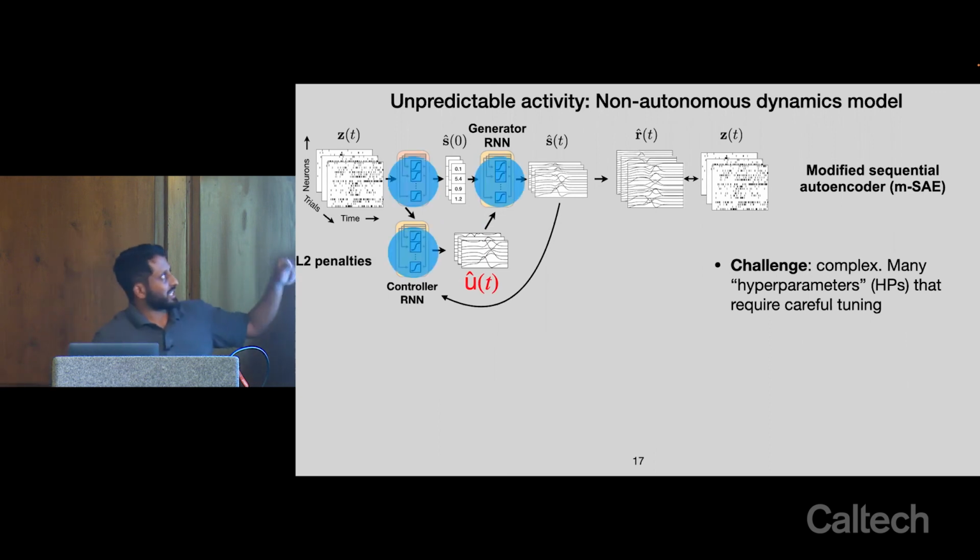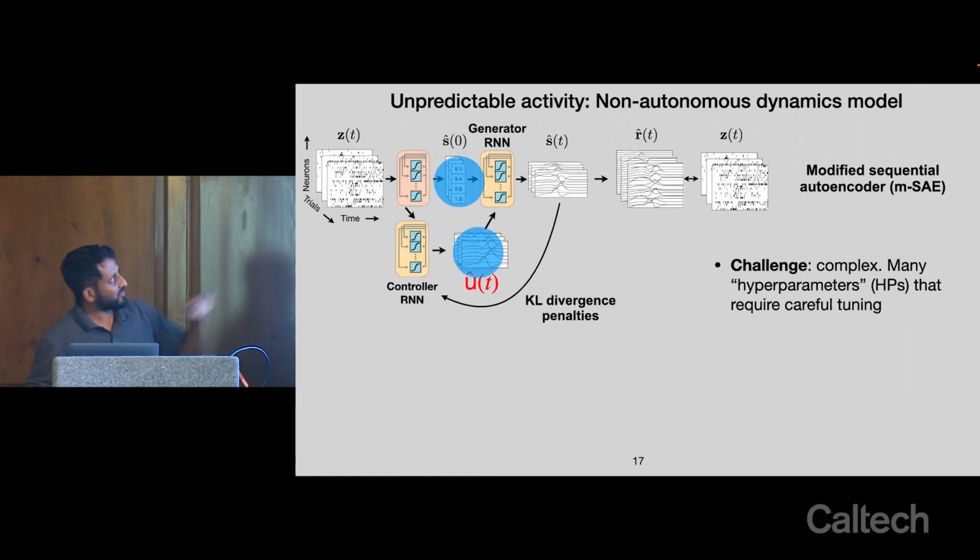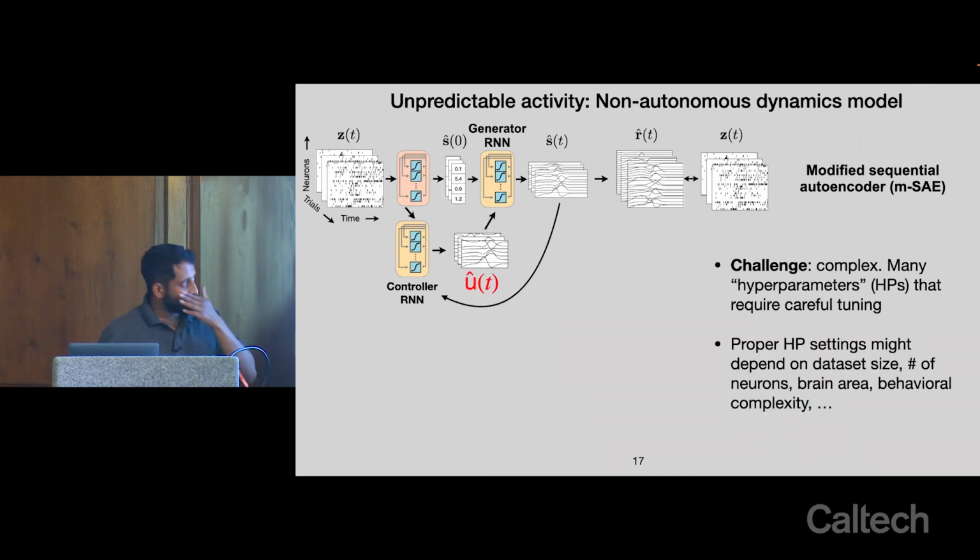So for an example of what that means, we have these recurrent weights that are being learned in all these different RNNs. You can have what's called an L2 penalty, which is penalizing the magnitude of the L2 norm of those weights. I'm not going to go into details on that. There are other KL divergence penalties, but we didn't cover variational training, so I'm not going to go into that. Key point is that setting these hyperparameters might depend on the data set size, the number of neurons, the brain area, behavioral complexity, all sorts of things. And that makes it hard for people to just use off the shelf.